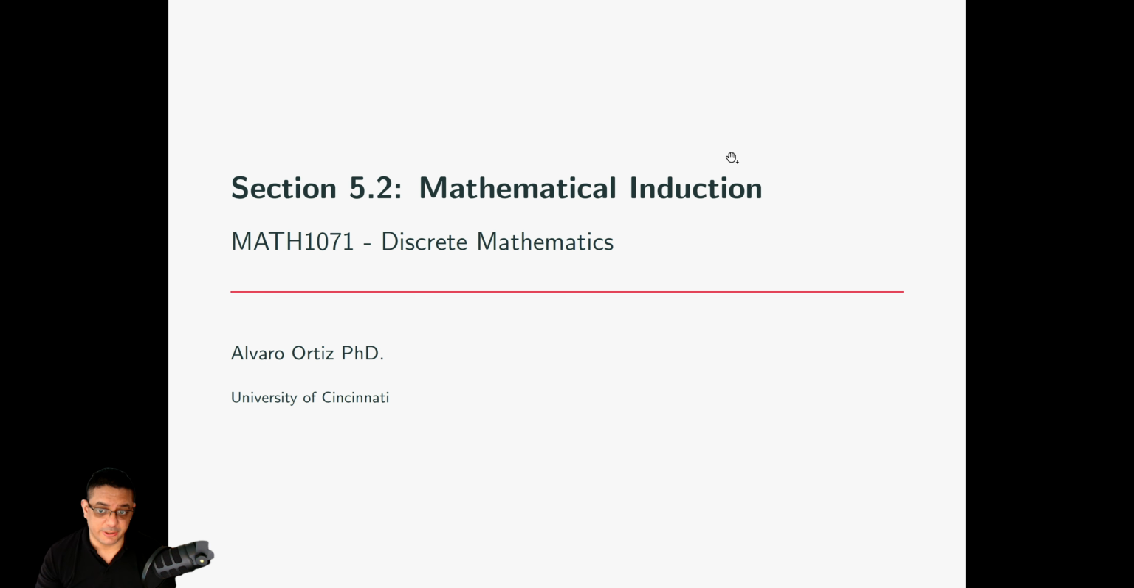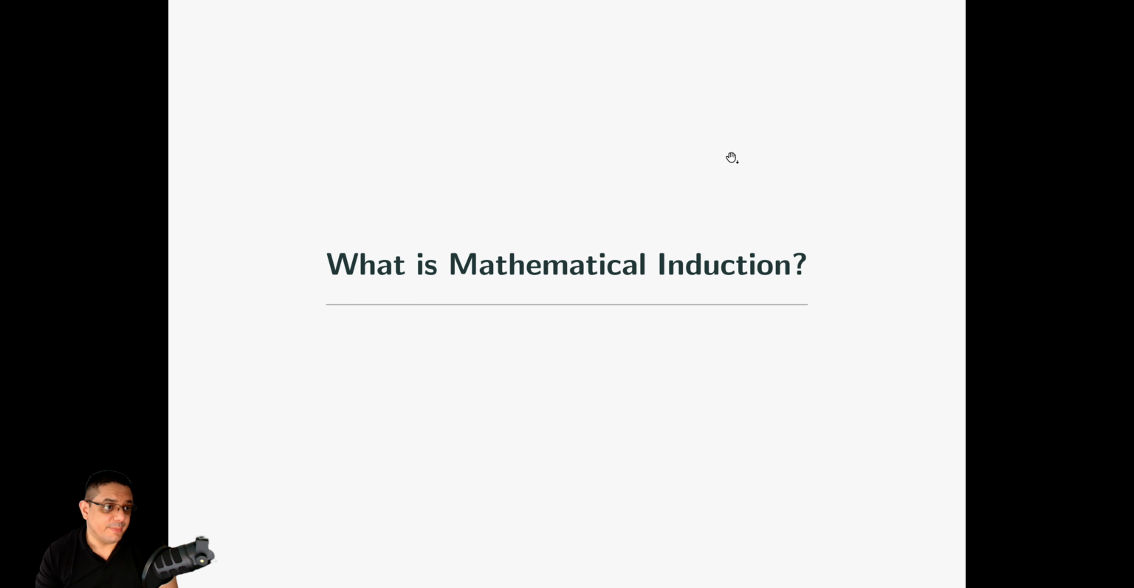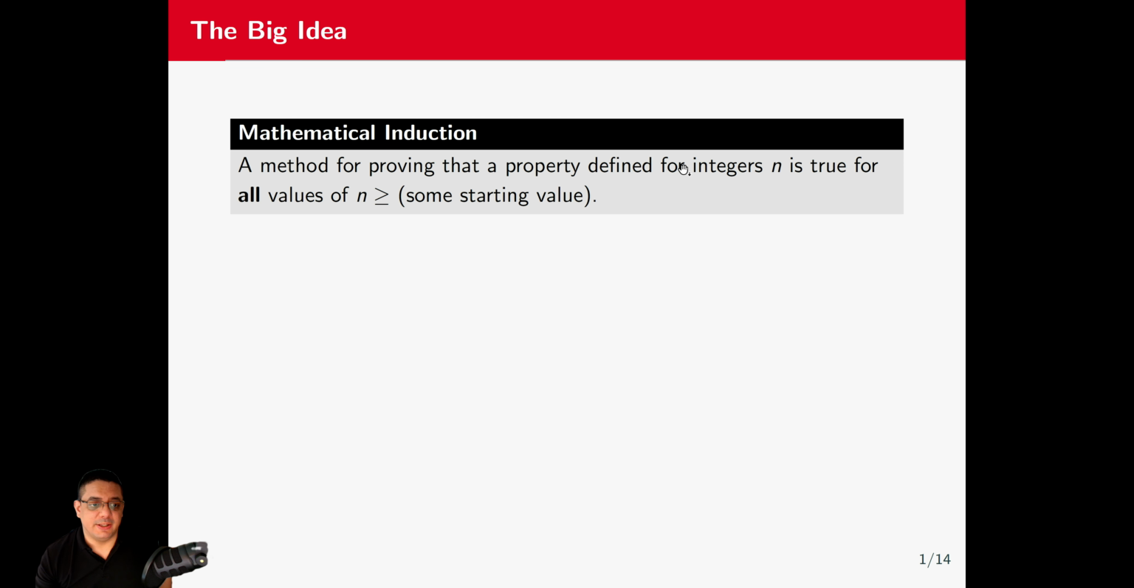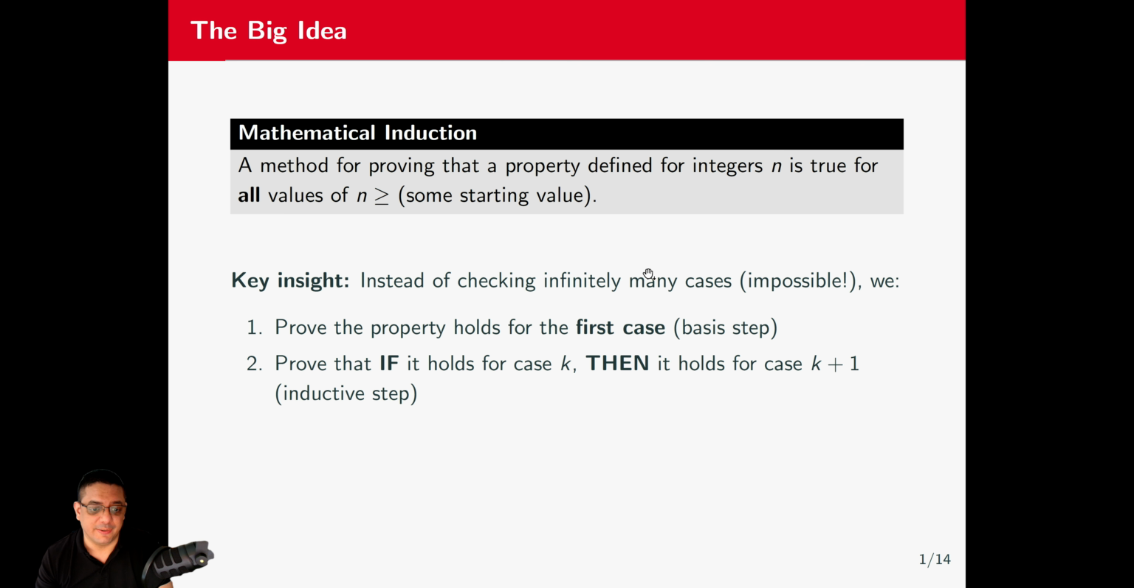This is mathematical induction. So first, what is mathematical induction at all? Well, this is going to be a proof style that is completely different from direct proof, from contraposition, from contradiction. In general, it is a method that is used for proving that a property defined for integers is true for all values of n after a certain point.